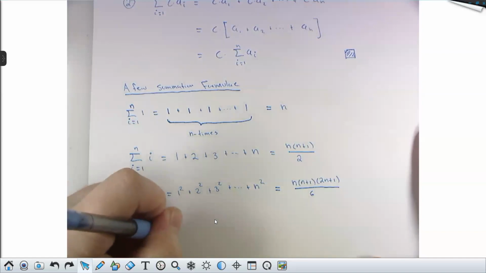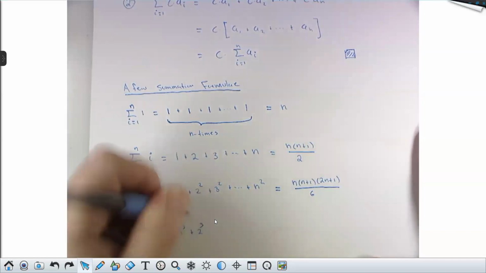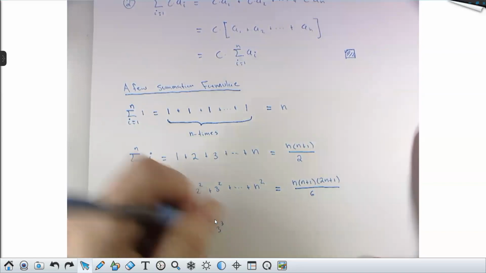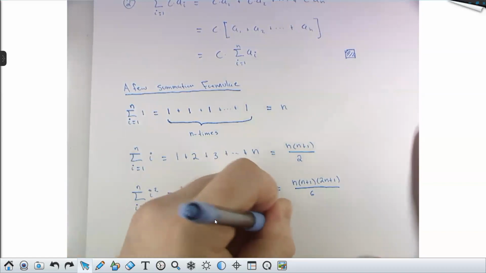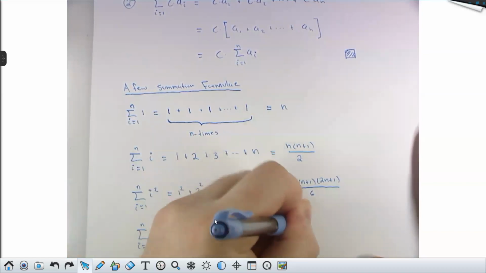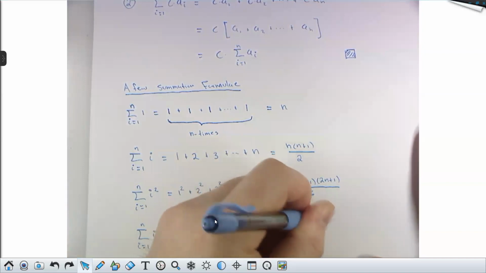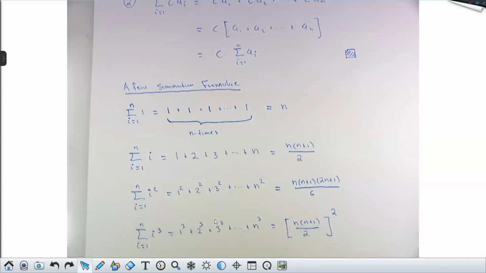And the sum of the first n cubes, which would be 1 cubed plus 2 cubed plus 3 cubed all the way out to n cubed. This turns out to be the square of the sum of the first n integers. This is n times n plus 1 over 2, all squared. And there are some great ways to understand these. I don't quite have time to go through all the proofs.